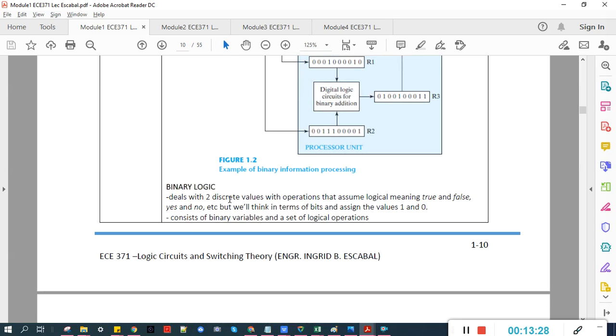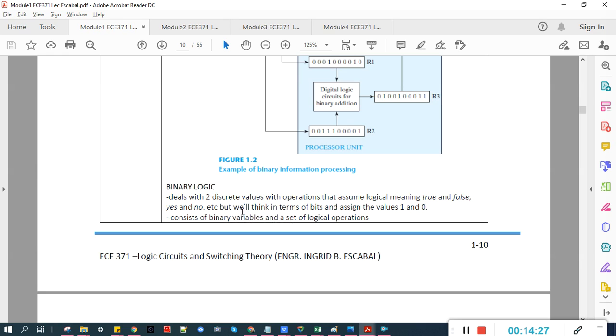Binary logic deals with two discrete values, with operations that assume logical meaning: true and false, yes and no, etc., but we will think in terms of bits and assign the values 1 and 0. That's how the author, Morris Mano, and his co-authors defined binary logic. There are two possible values, or meanings: true or false, yes or no, high or low. But in binary, we represent them with bits 1 and 0.